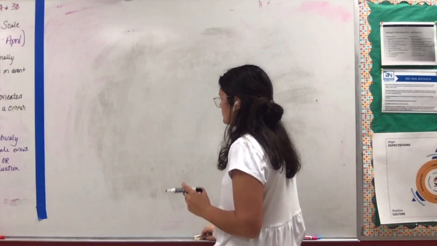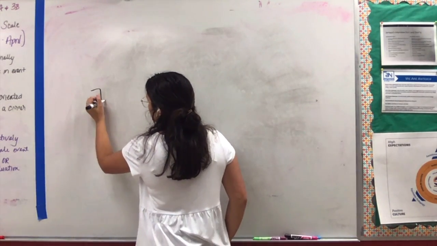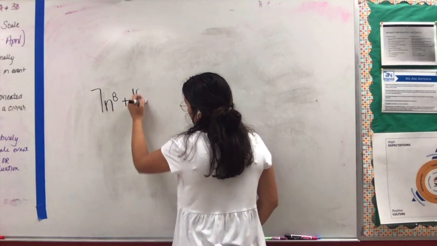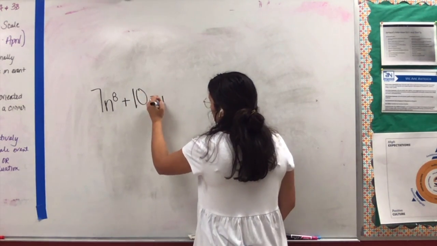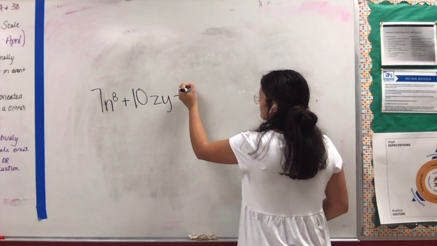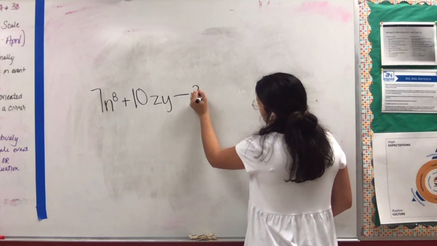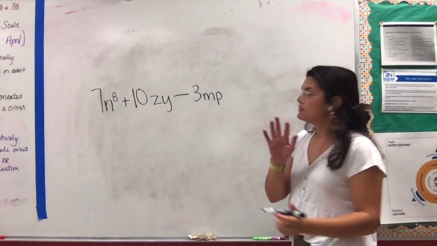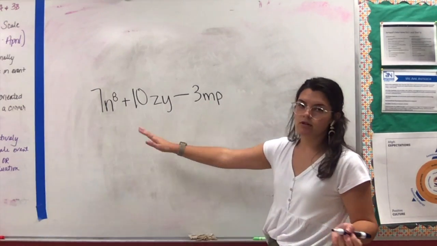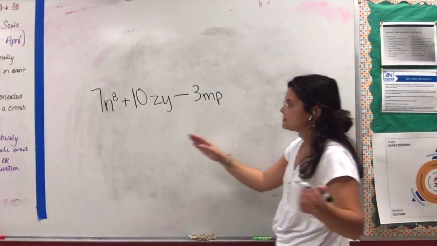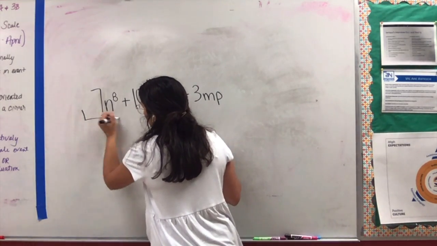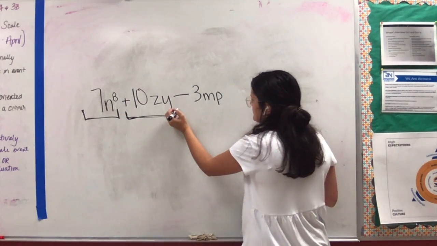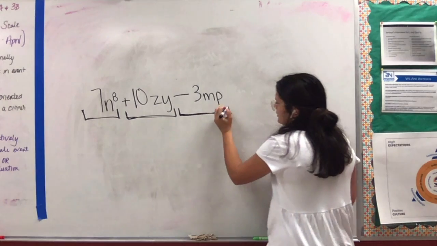Let's look at one more together. Let's do 7n to the 8th power plus 10zy minus 3mp. Okay, so the first thing we want to do is chunk this into terms. So this is a trinomial. Let's break it down into terms. Our first term is 7n to the 8th power. Second term is 10zy. And the third term is negative 3mp. We can't forget this negative sign.